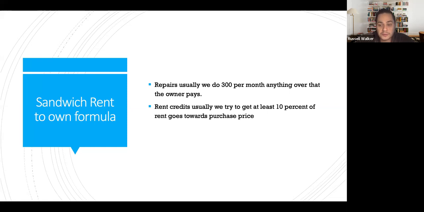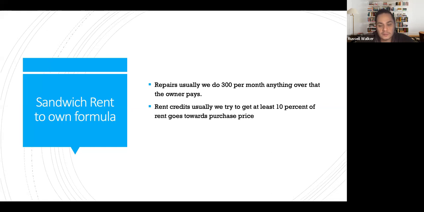So if you get 100% rent credit, that means every time you pay the rent, that entire $2,000 a month pays the principal down. So if you're paying $2,000 a month every month for a year, that's $24,000 going towards the principal, going towards the purchase price. So you throw this in when you're negotiating a sandwich rent to own, and we've gotten some deals where we got like 50% rent credits, which is way better than a mortgage.